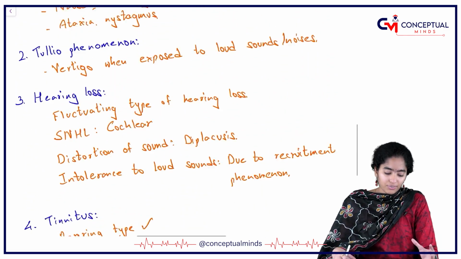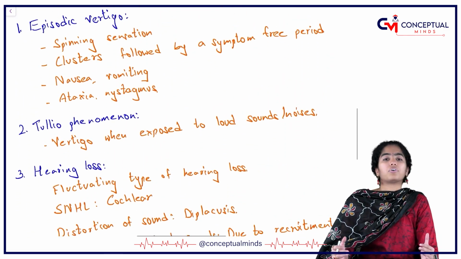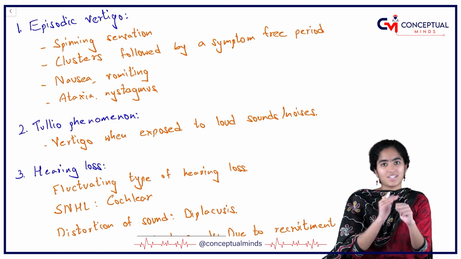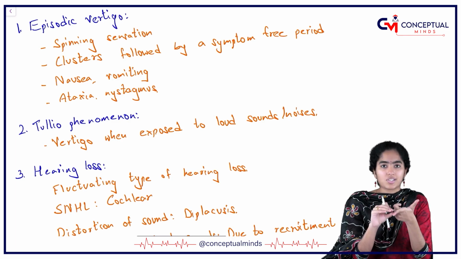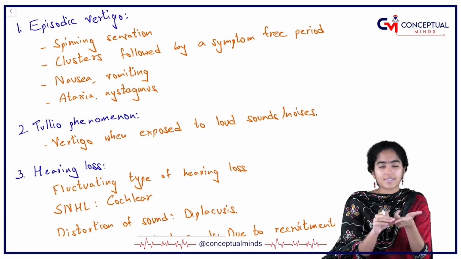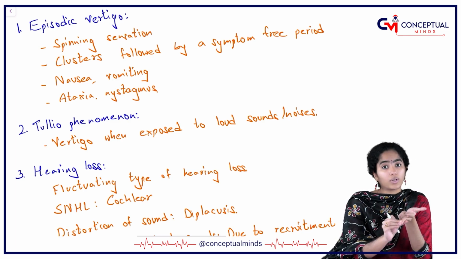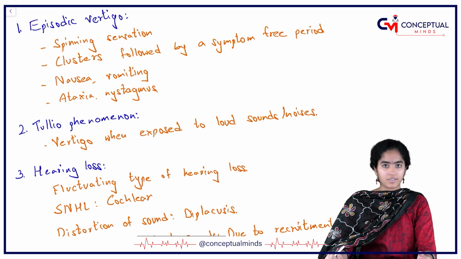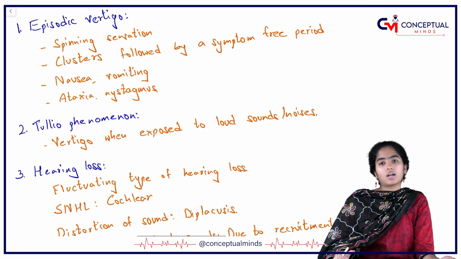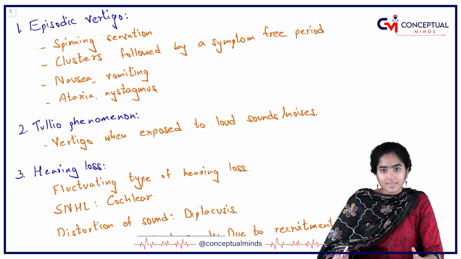It is present during an acute attack and sometimes it subsides. So these are the cardinal features of Meniere's disease. First is vertigo, and a variant of that is Tullio's phenomenon. Next is fluctuating type of hearing loss. Then we have tinnitus, roaring type, and also a sense of fullness in the ears. These are the 4 cardinal symptoms or features of Meniere's disease.